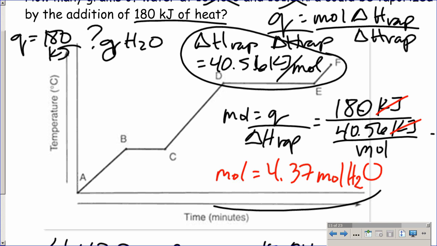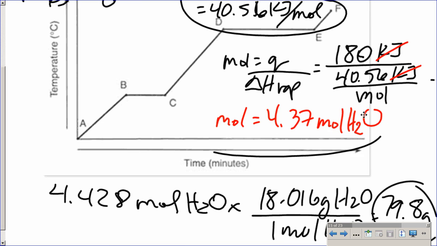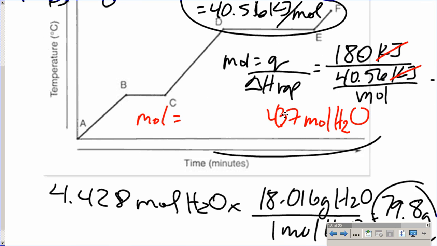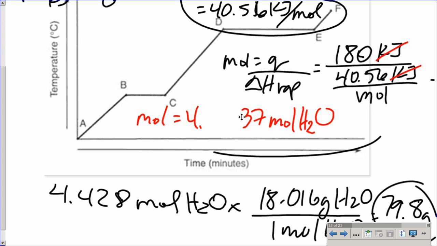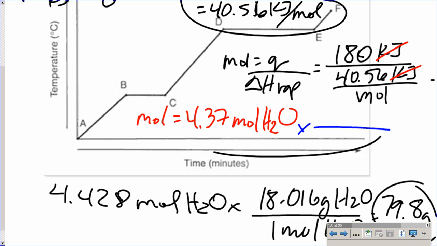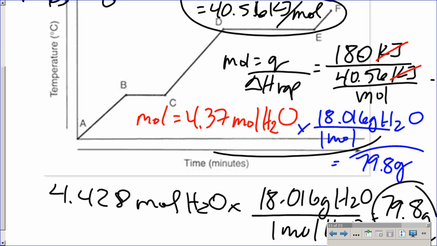Convert to grams. What's the molar mass of water? 18 something. 18.016. Thank you. 4.37 times 1 mole, 18.016 grams of water, and that gives you the grams of water. There you go. Oh, dang it. Right there. I didn't erase that earlier.